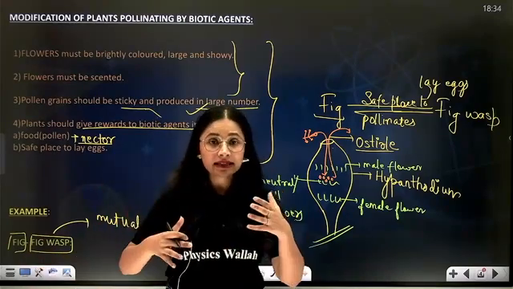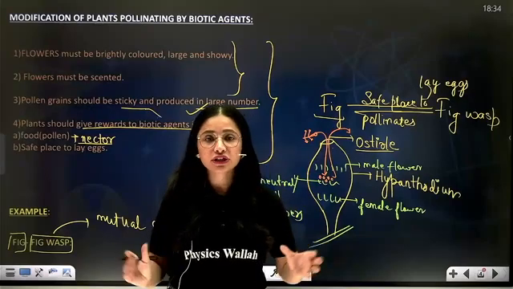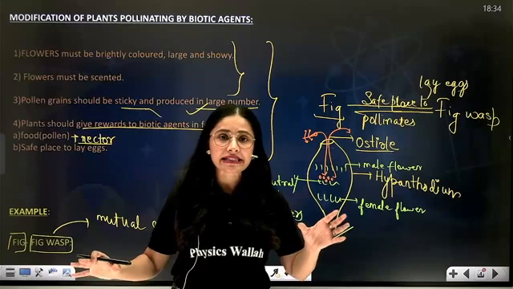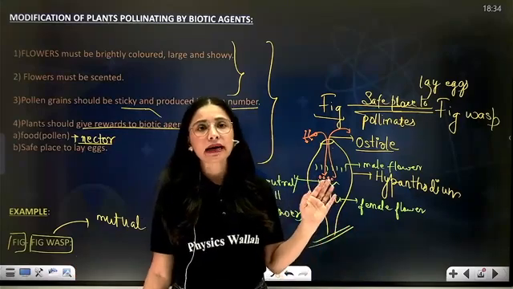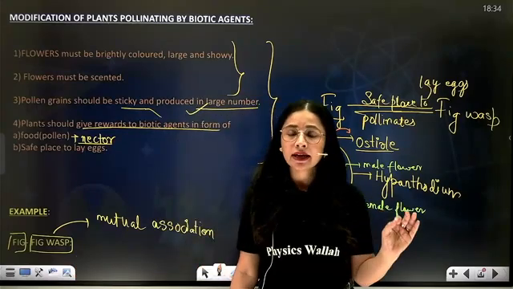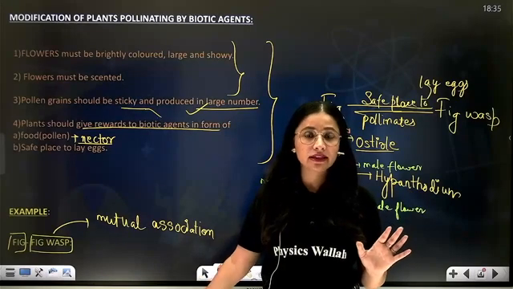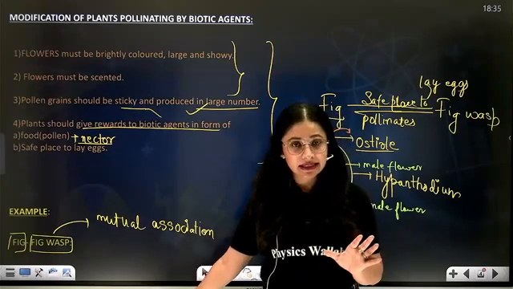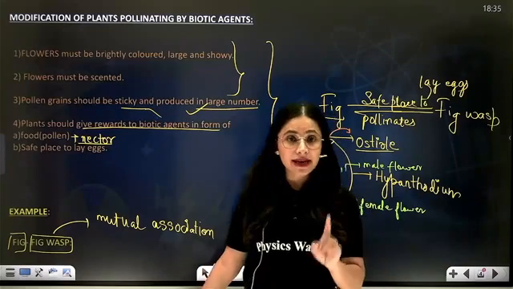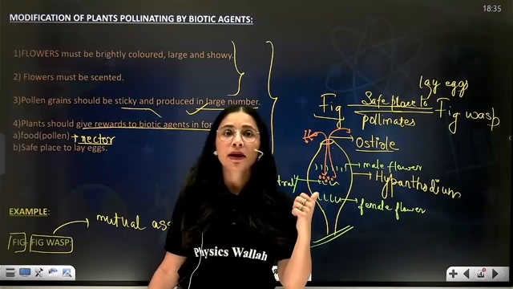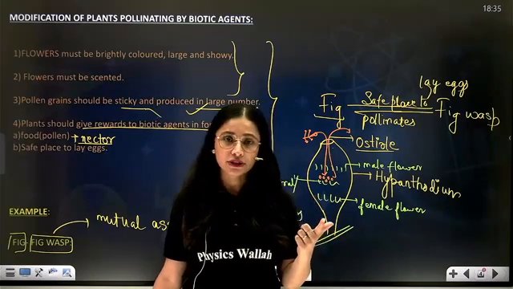So like this, there is a mutual association between fig and fig wasp. If one goes extinct, the other is automatically going to go extinct. So this is how the mutual relationship between the two organisms exists. Correct? And this is one of the best examples to understand mutual relationship plus biotic pollination.